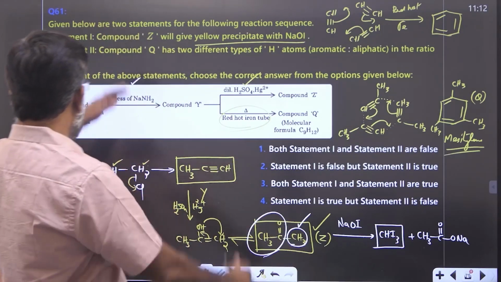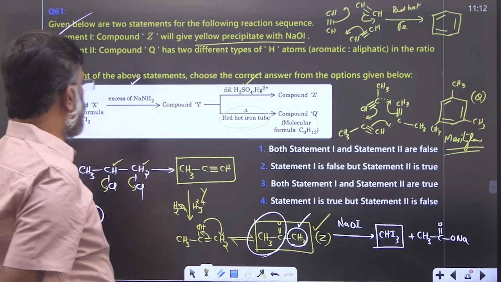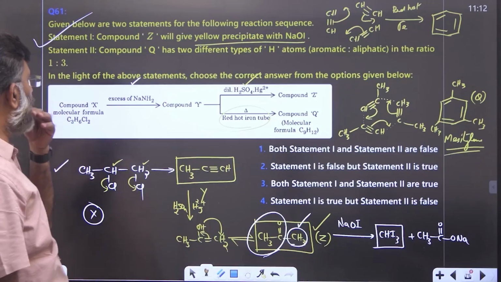So statement 1 is correct. What about statement 2?